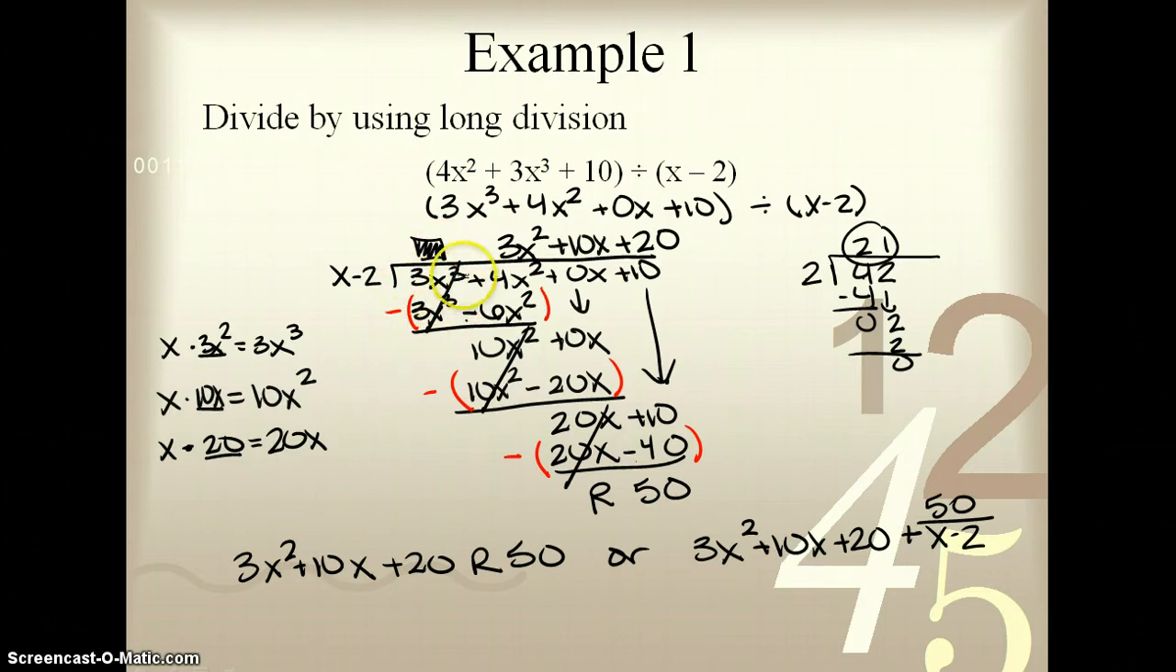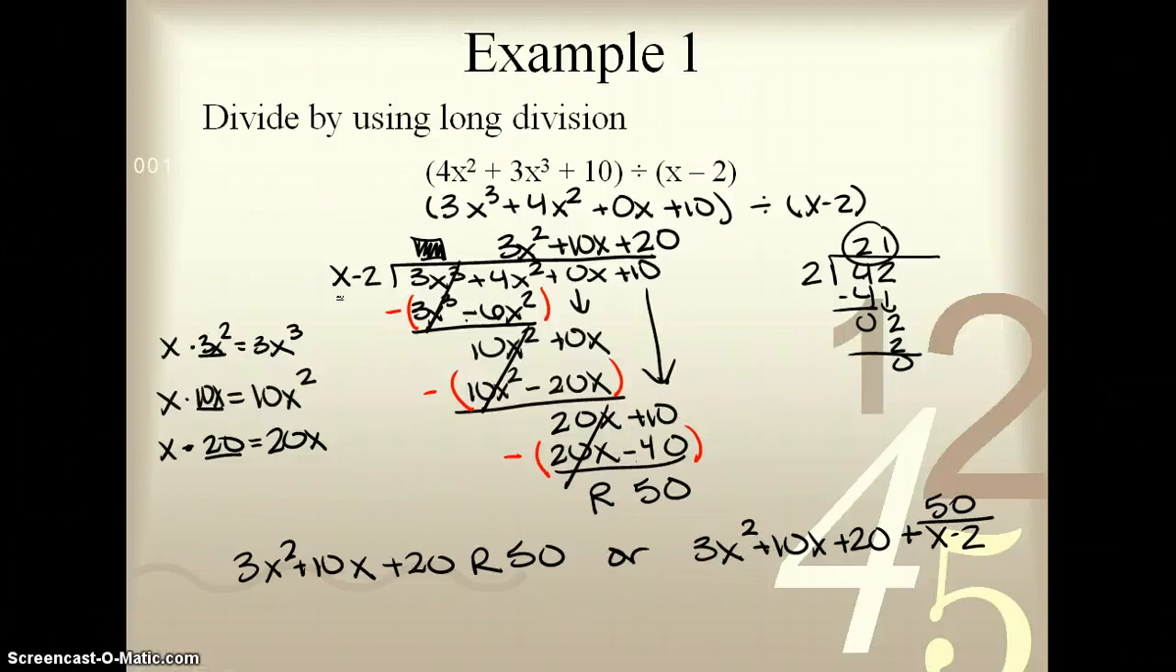So in this case, we were working with a 3x cubed. So we had to multiply something to this x in order to make a 3x cubed. What that number was, 3x squared, and that went up above. You will also notice that I stacked the x squared, the x, and the constant to ensure that when we were done, our degree went down by 1. So that's the end of the example, and hopefully you understood the bulk of it.